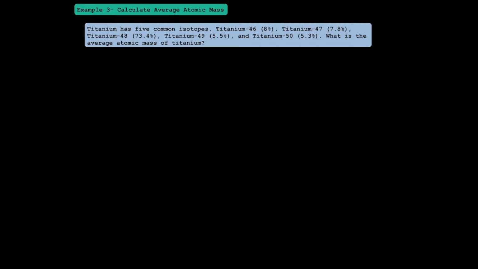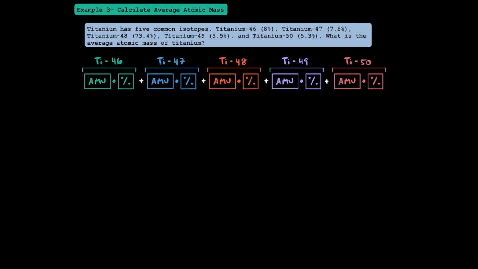Titanium has 5 common isotopes: titanium-46, titanium-47, titanium-48, titanium-49, and titanium-50. It looks like we're given the percent abundances and we're looking for the average atomic mass of titanium. To find the average atomic mass of titanium, we need to find out what each of these isotopes contribute to the average atomic mass. For titanium-46, we're going to take its mass of 46 and multiply that by 8%. Converting 8% to a decimal, this is going to be 46 times 0.08, and that comes to 3.68 AMU. This is what titanium-46 contributes to the average atomic mass.